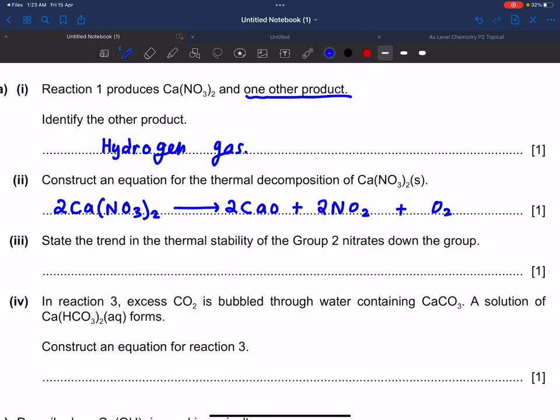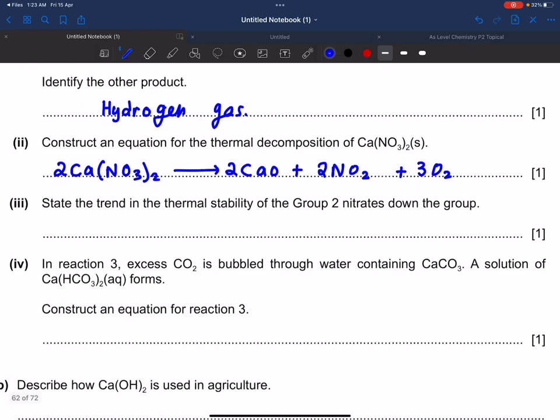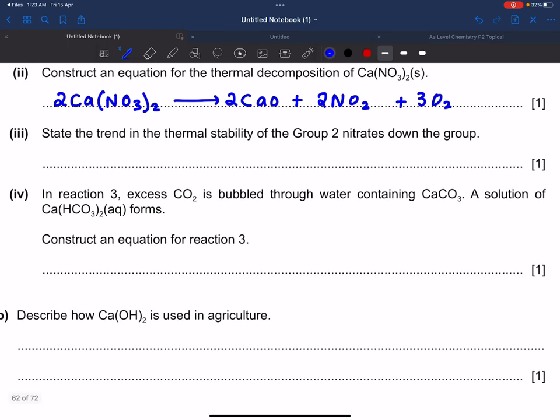Now how many oxygens are there? 6 into 2 is 12. Here are 2. Here are 4. 2 and 4 is 6. We need to make it 12, so we're going to put 3 here. So that is your equation balanced. Next part. Trend in thermal stability of group 2 nitrates down the group: it increases down the group. You don't need to write down the group because it is already said.